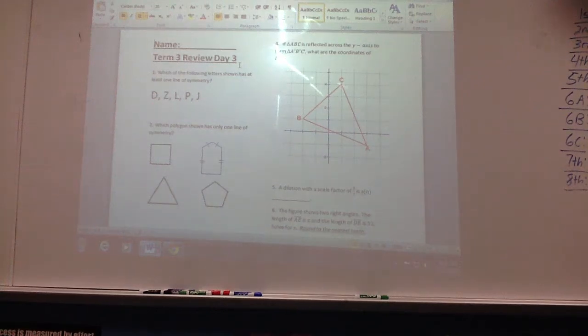Hi class, tonight we're going to be looking at Term 3 review. This is the worksheet that you got today in class. This is over day 3. There's about 30 problems. We're going to go through those as quickly as possible here, hopefully to help you study tonight.